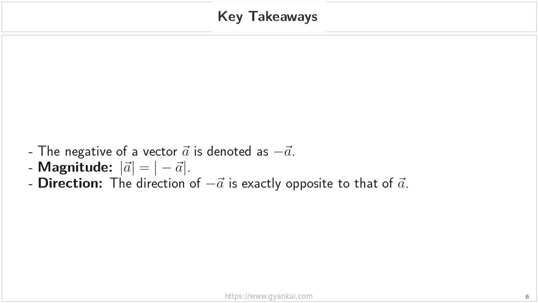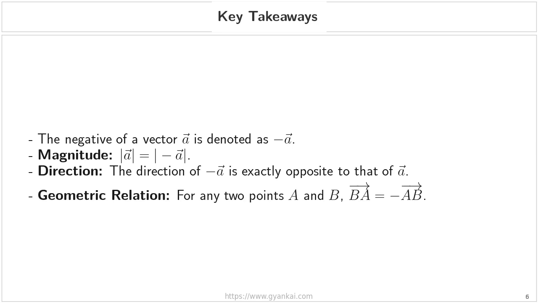Regarding direction, this is the most important part to remember. The direction of negative a is exactly opposite to the direction of a. Think of it as a 180-degree flip. Finally, let's look at the geometric relationship between 2 points. If you have a vector starting at point A and ending at point B, written as vector AB, then the vector starting at point B and ending at point A, written as vector BA, is equal to negative vector AB.